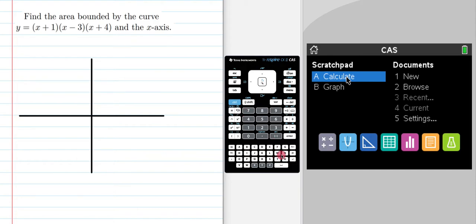So welcome to part 5 of this lesson. This is the final part where we will be answering this question using our CAS calculator. So it's going to be rather quick and it's going to be really important because you need to be comfortable with using your CAS. So we need to find the area bounded by this curve and the x-axis.